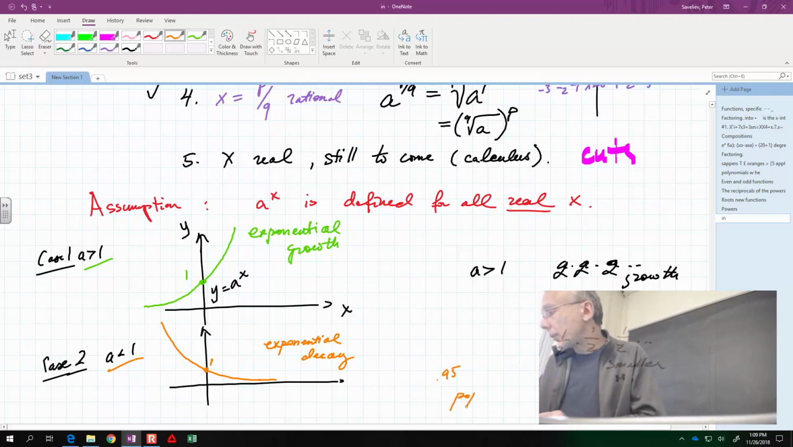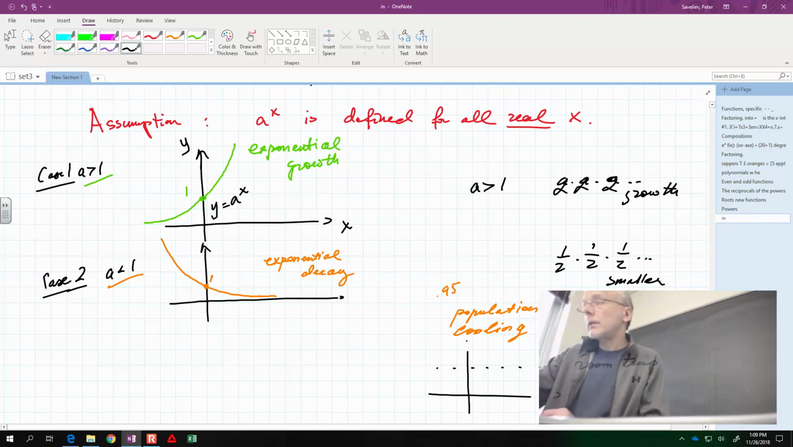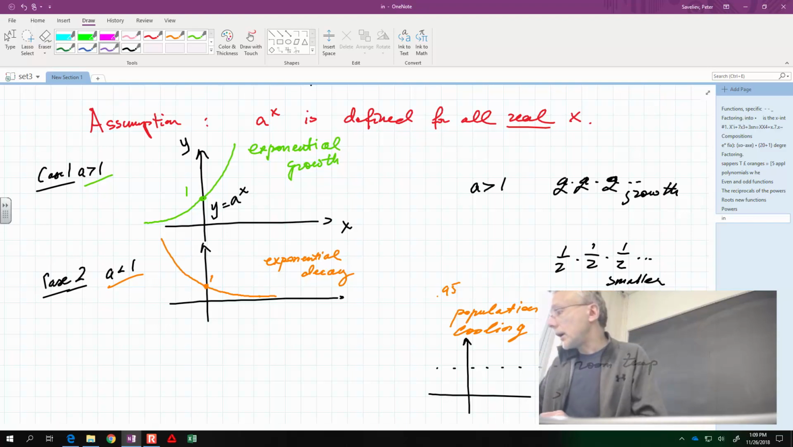So population and cooling. In fact, I might illustrate this like this. So if this is room temperature, then you might bring a cup of coffee in, and it will be cooling towards that value of the room temperature. It will never pass it, and with time it will be virtually indistinguishable from the room temperature.